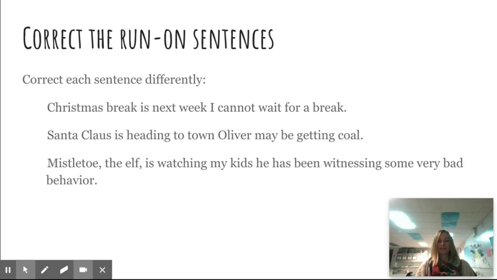Mistletoe, the elf, is watching my kids. He has been witnessing some very bad behavior. Okay, so I think you could probably hear it where I need to put my period. And I would put that between kids and he. A period, a semicolon, a comma with fanboys, or a semicolon with a conjunctive adverb. Okay, I'm going to keep repeating that because if I repeat it enough, you'll remember, right?